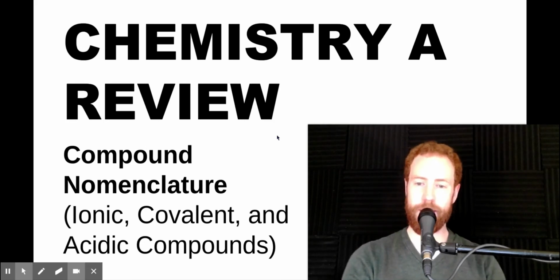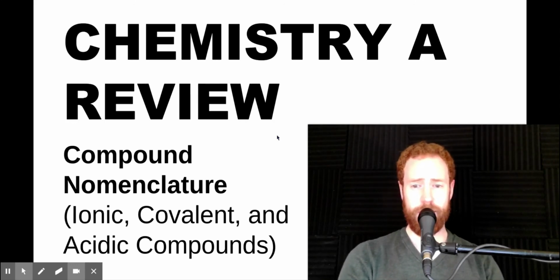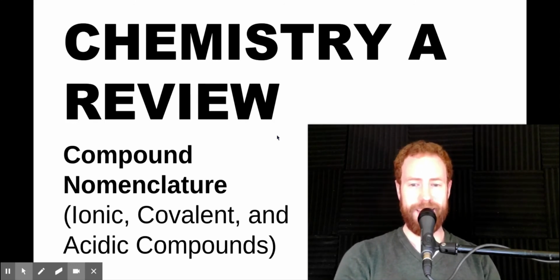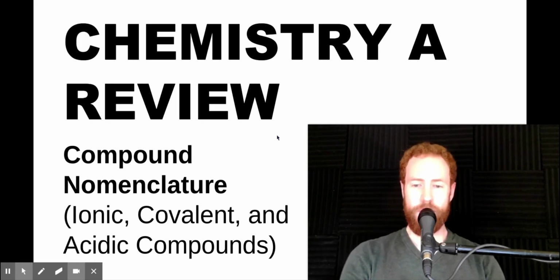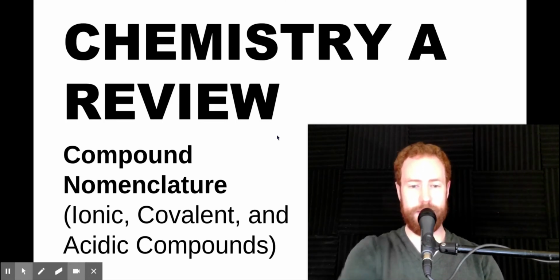Specifically, today I'm going to talk about compound nomenclature, everyone's favorite or maybe least favorite thing that they learned in Chemistry A. We're going to talk about ionic compounds, covalent compounds, and acidic compounds, and how to write names and formulas of all three of those things.